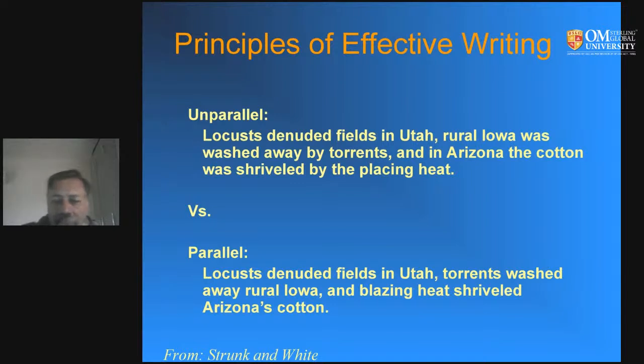Here is an unparallel way of writing the sentence. Locusts denuded fields in Utah, rural Iowa was washed away by torrents, and in Arizona the cotton was shriveled by the blazing heat. These constructions are not parallel, though these things happened in parallel. Locusts denuded fields in Utah, torrents washed away rural Iowa, and blazing heat shriveled Arizona's cotton. So the first one is an unparallel construction, the second is a parallel construction, because all three things happened in parallel. Next, please.